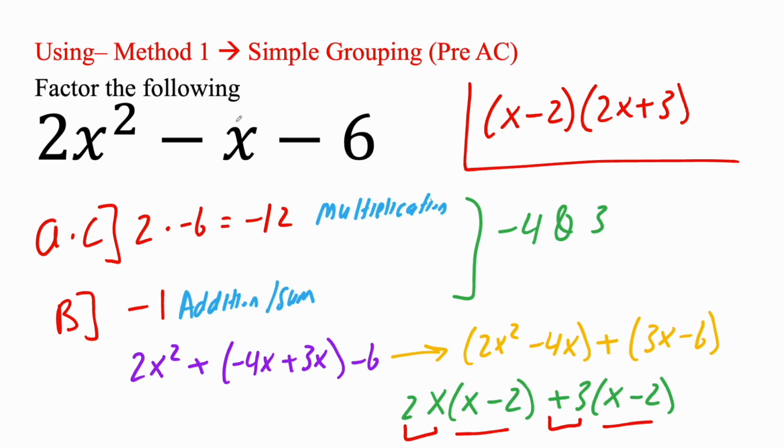X times 2x is 2x squared. That works. X times 3 is 3x. Negative 2 times 2x is negative 4x. 3x minus 4x is negative 1x. And then negative 2 times 3 is negative 6.